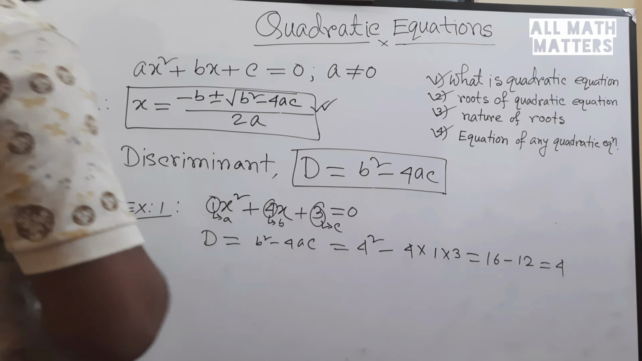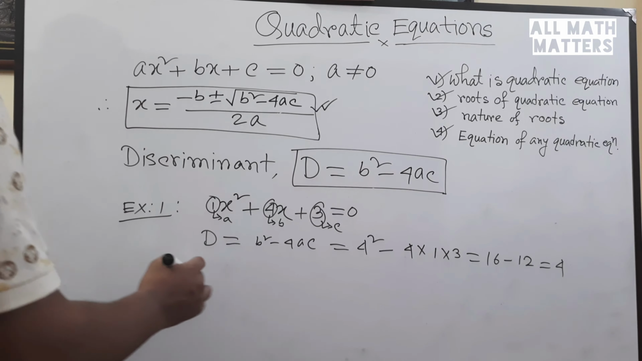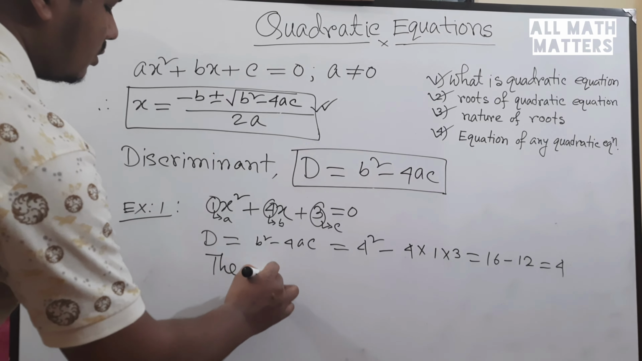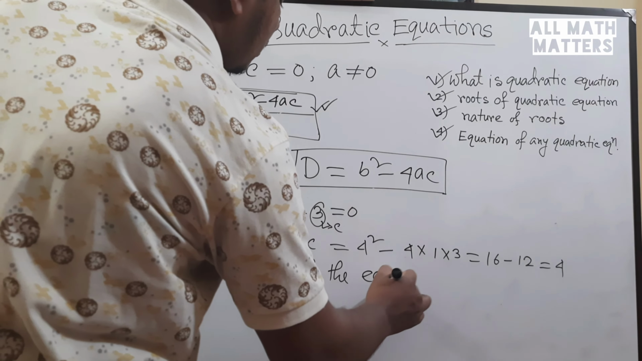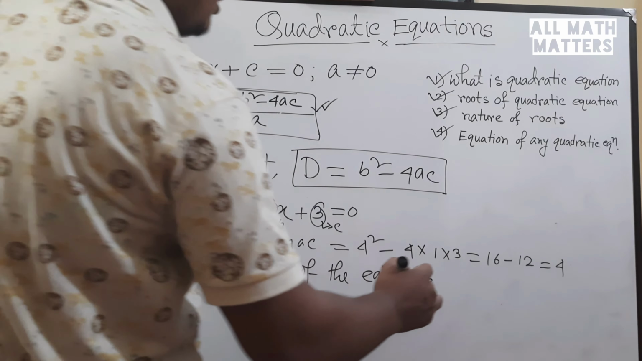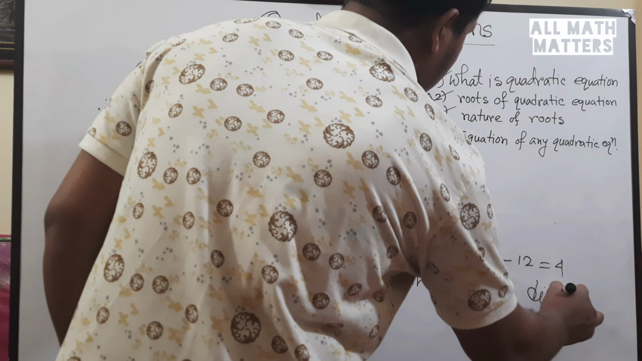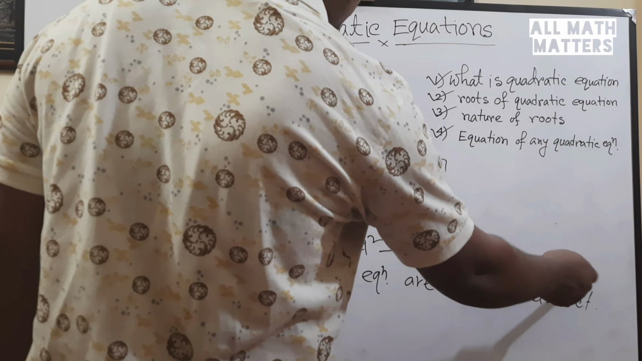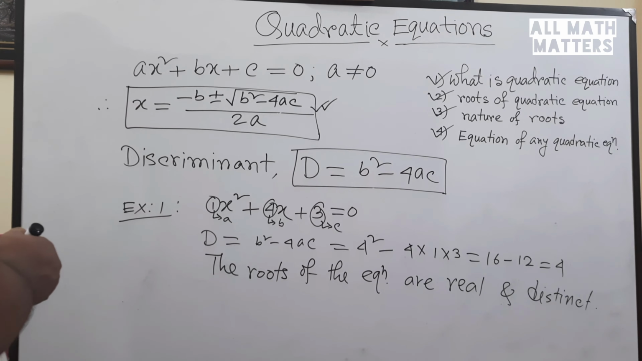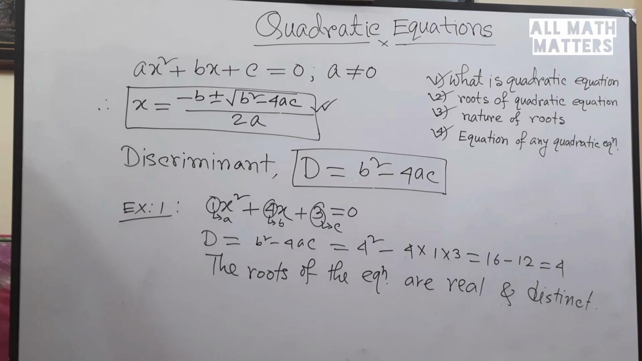Look at here, the discriminant is a positive number, so we can say the roots of the equation are real and distinct. Okay, if you look at carefully, it is also a square number, so you can say the roots of this equation will be rational. Both are same, both could be the roots of this equation. Okay, now I'll show another example.